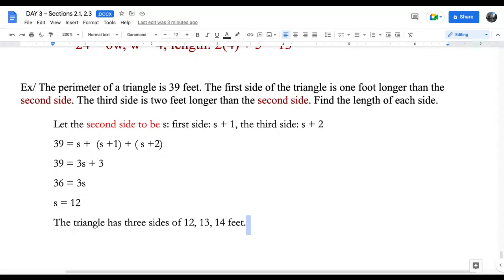Maybe I should put the 13 in the first place, because that indicates the first side. The first side is 1 foot longer than the second. The second we solved is 12. And the third one is 2 feet longer than the second.